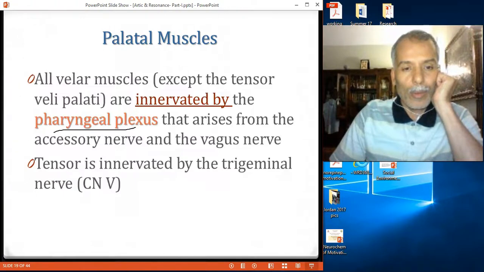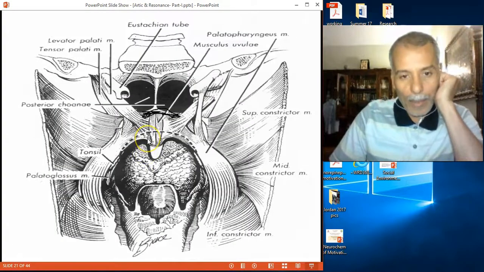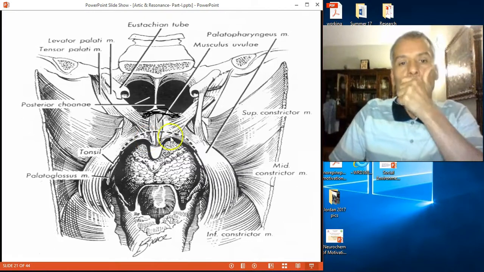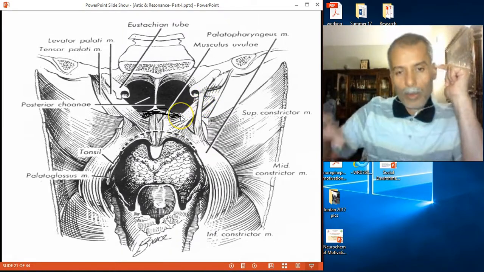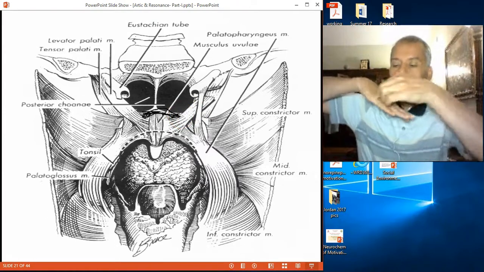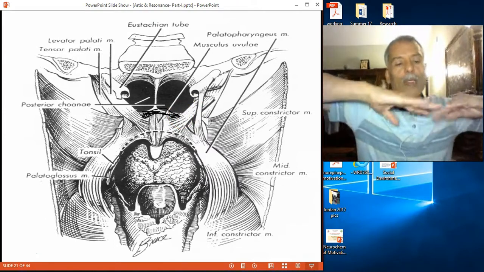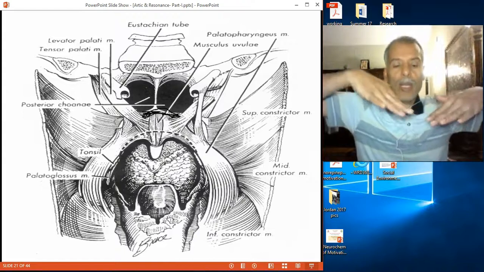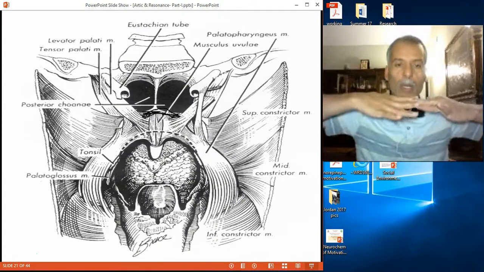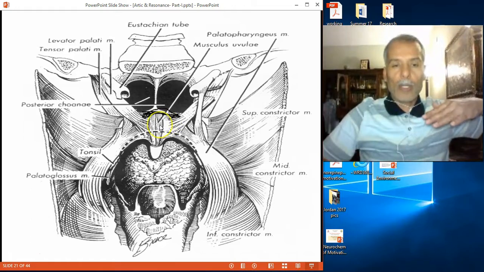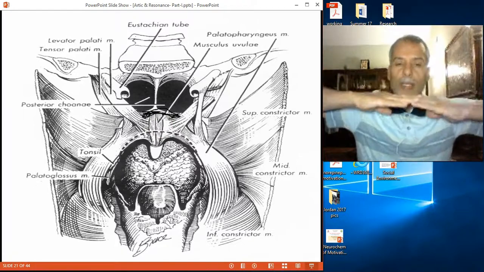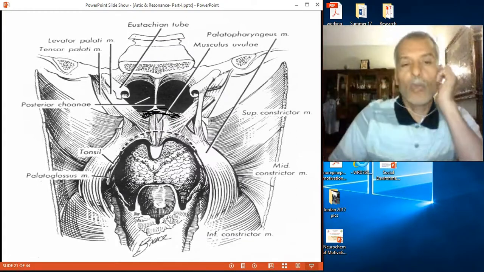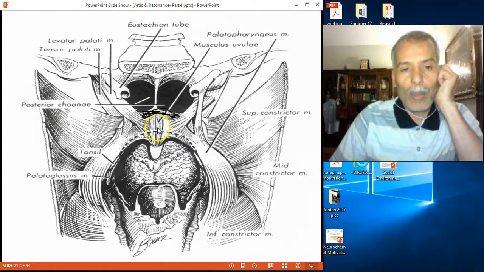So, levator veli palatini, as it goes down, like that, the edges of it are going to connect onto the palatopharyngeus, and then parts of it are going to go under the Musculus uvulus and interconnect, and parts are going to go above and interconnect. And they kind of sandwich the uvulus in between them.